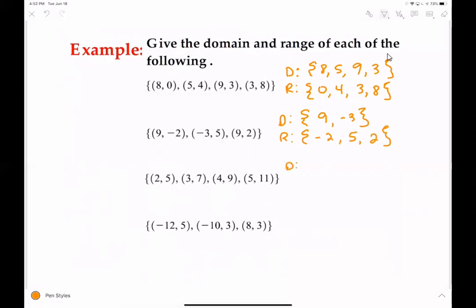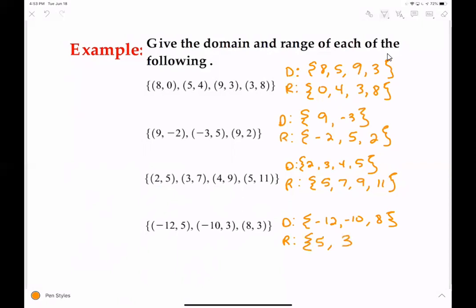Here we have a domain of 2, 3, 4, 5, and then our range will be 5, 7, 9, 11. And then our last one here, our domain is -12, -10, and 8. Our range will be 5, 3, and we have another 3 that's not repeated, so it's just 5 and 3.